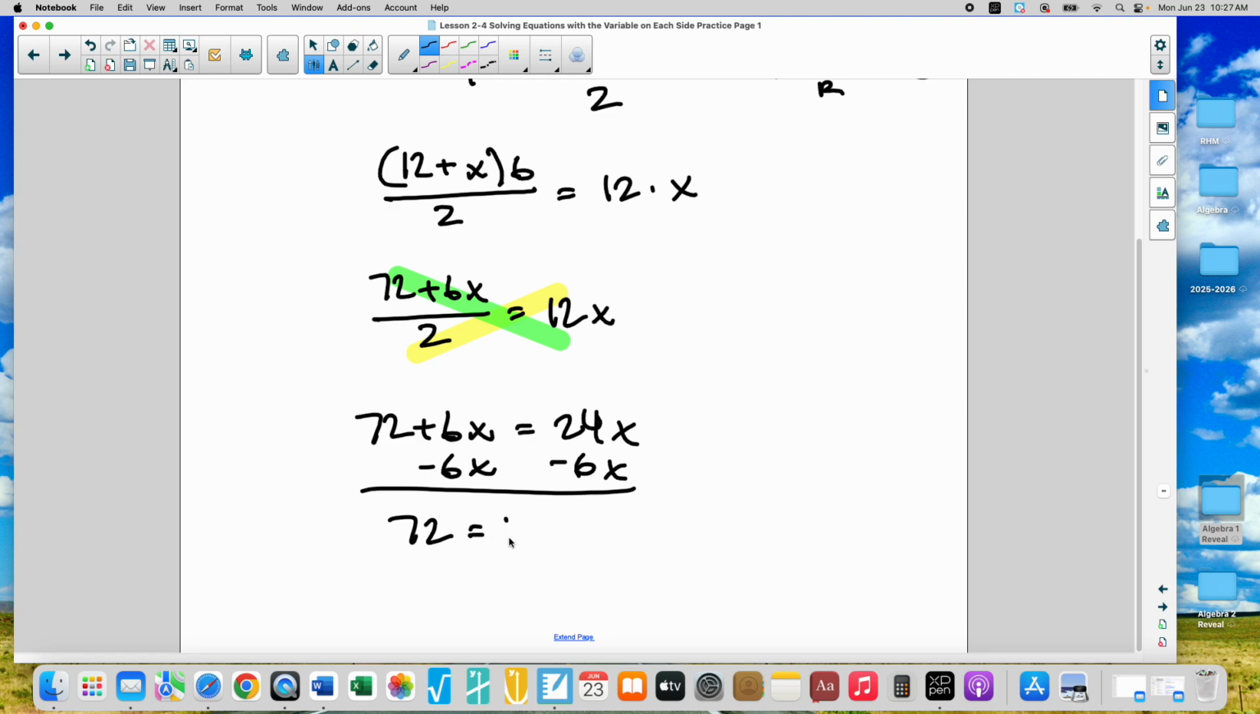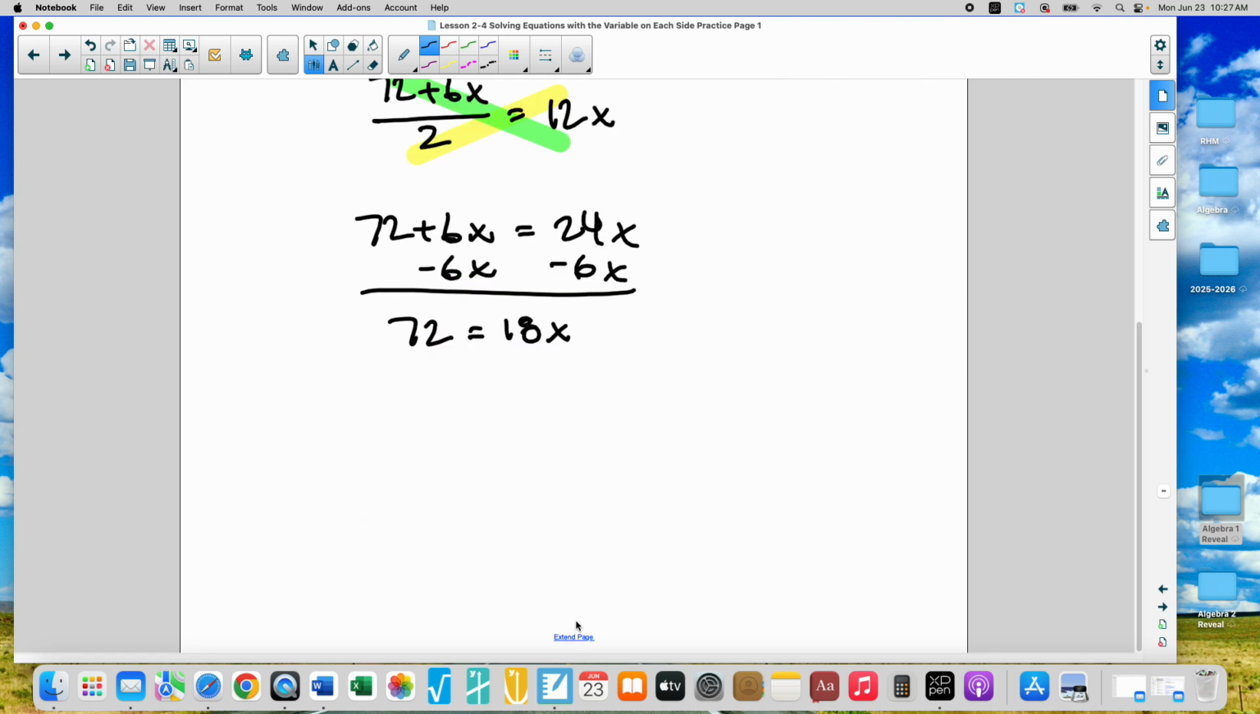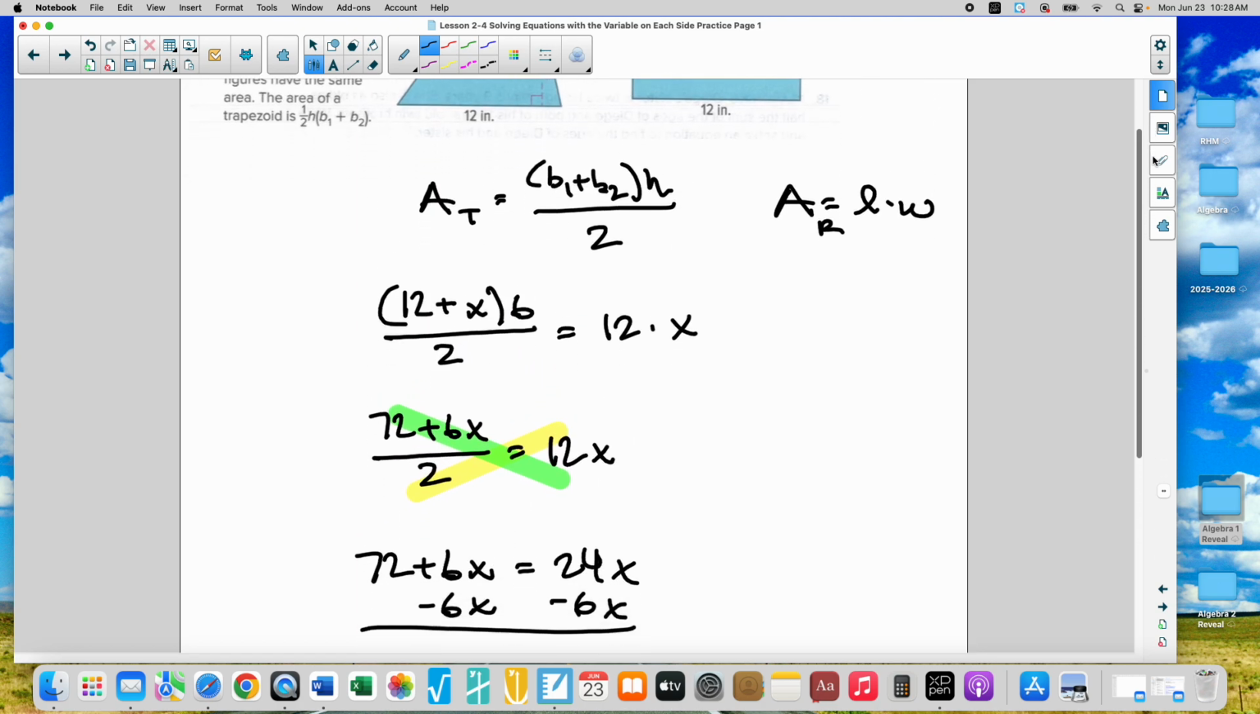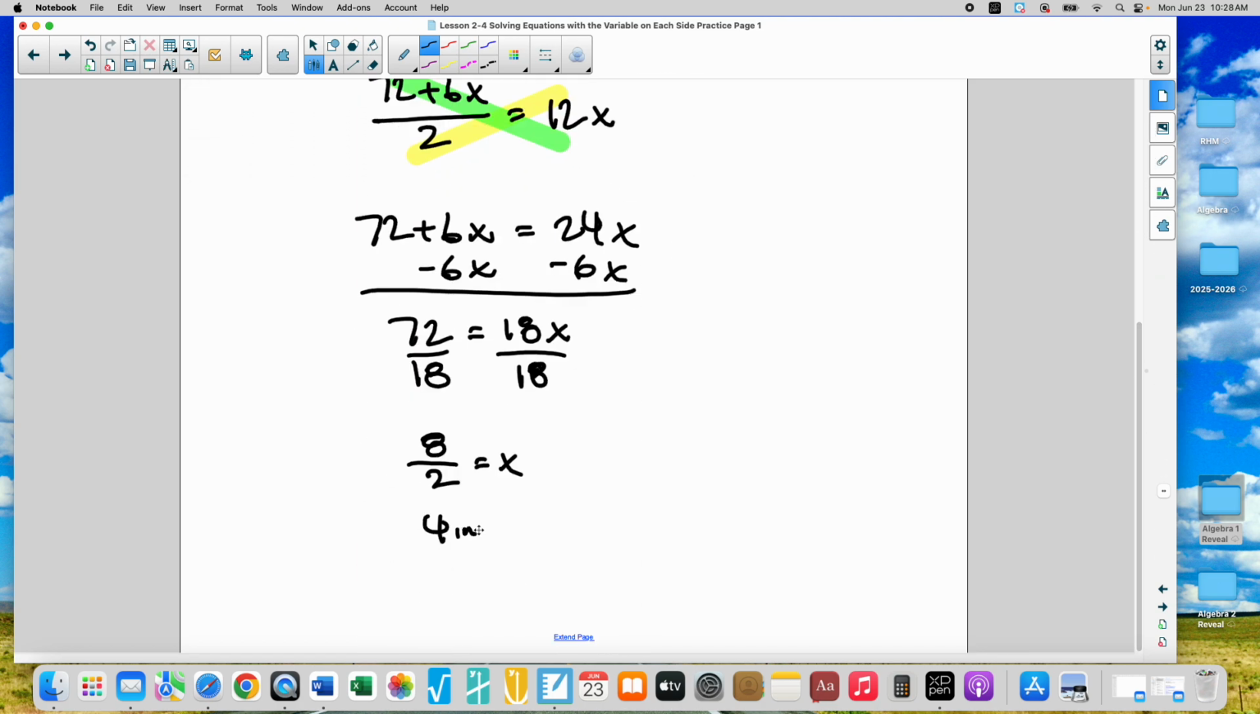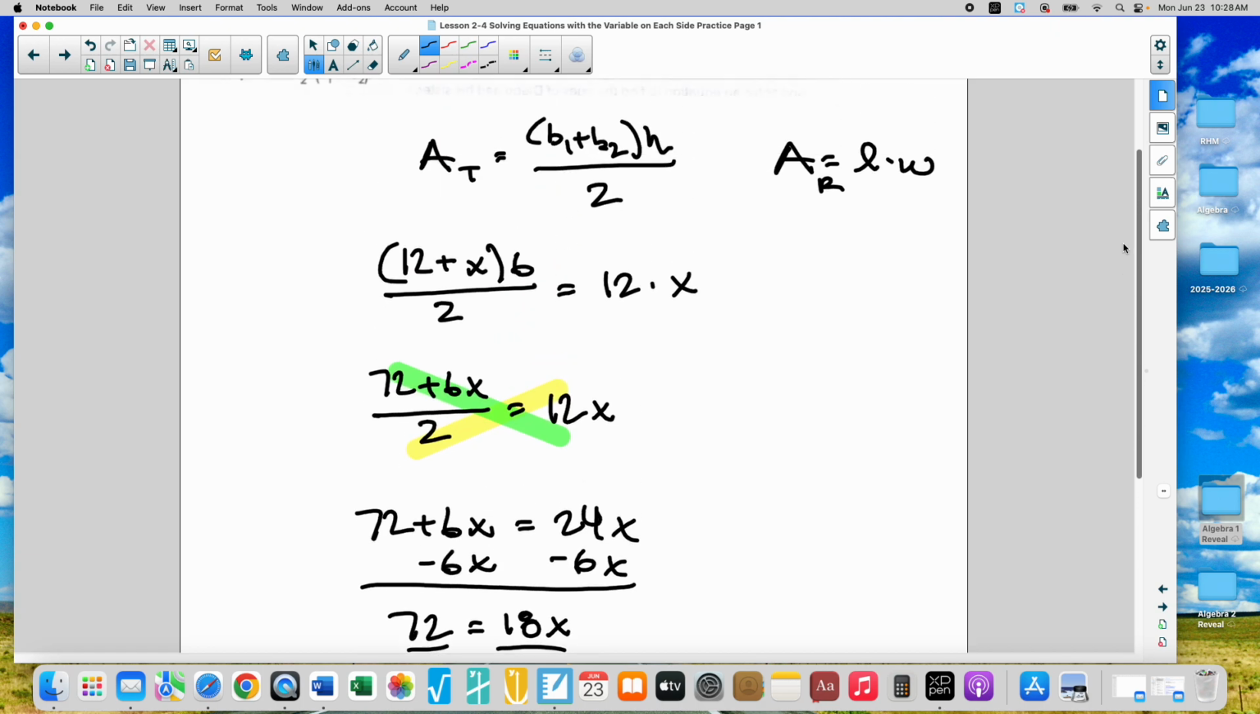72 equals 18x. Yikes, that's an ugly one. Divide by 18. So 9 goes into both of those. 9 goes into 72 eight times, 9 goes into 18... oh, no. 4. What's the unit? 4 inches. 4 inches equals x. Yeah, that's a weird one. 4 plus 3, yeah. Okay.